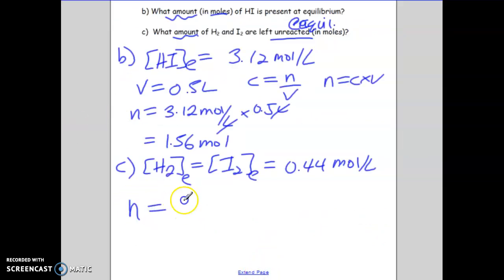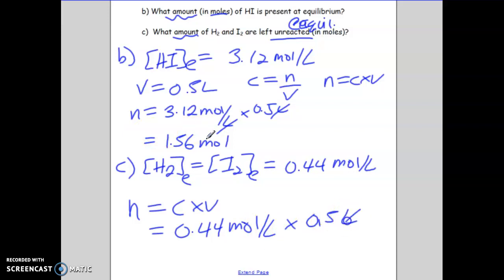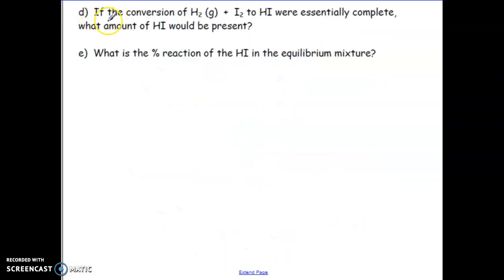So the value of moles is going to be C times V, so it's going to be 0.44 moles per liter times 0.5 liters, which will give us a value of 0.22 moles of each, right? So there's 0.22 moles of hydrogen, 0.22 moles of iodine that are left unreacted at equilibrium. Okay, so we're going to use these two values in a later question, so you'll see what I mean in a second here.